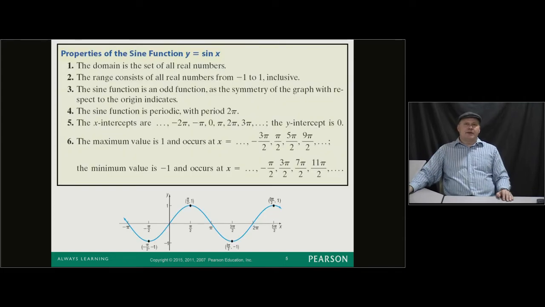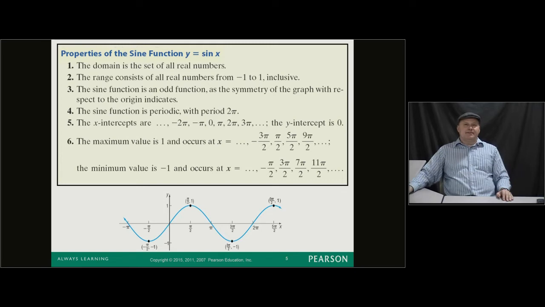So let's look at some properties of the sine of x. The domain is the set of all real numbers, which makes sense because there are no vertical asymptotes. The range consists of all numbers between -1 and 1, inclusive. Remember, there are no y values lower than -1 or above +1.